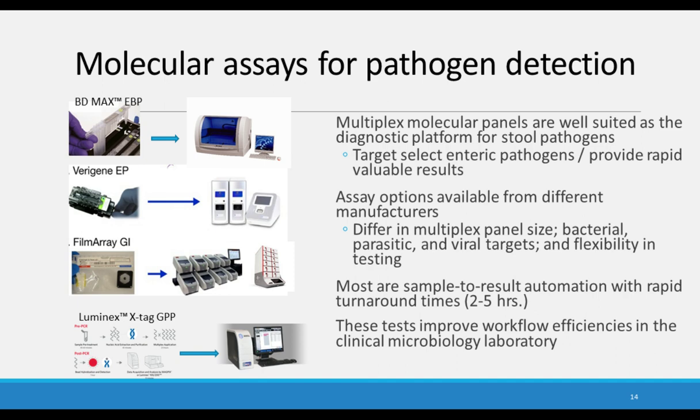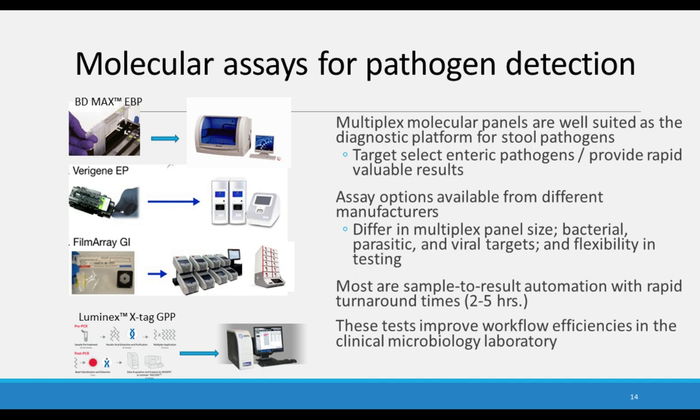There's many molecular assays for pathogen detection, and whenever you're looking at moving in this direction for your laboratory, you need to look at all of the options and see which one would work best in your laboratory. Multiplex molecular panels are very well suited as a diagnostic platform for stool pathogens. They can target select enteric pathogens and provide very rapid, valuable results. There's assay options available from many different manufacturers, and you need to take a look at all of them and see which one would best fit in your laboratory situation.